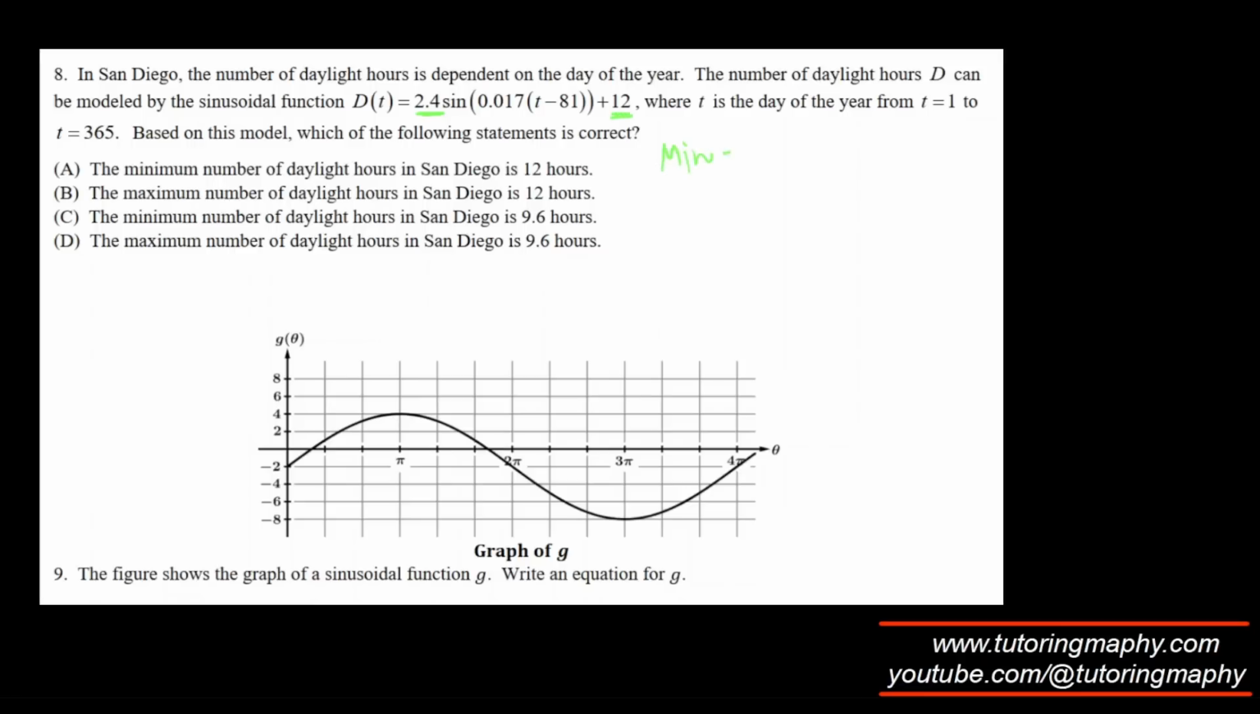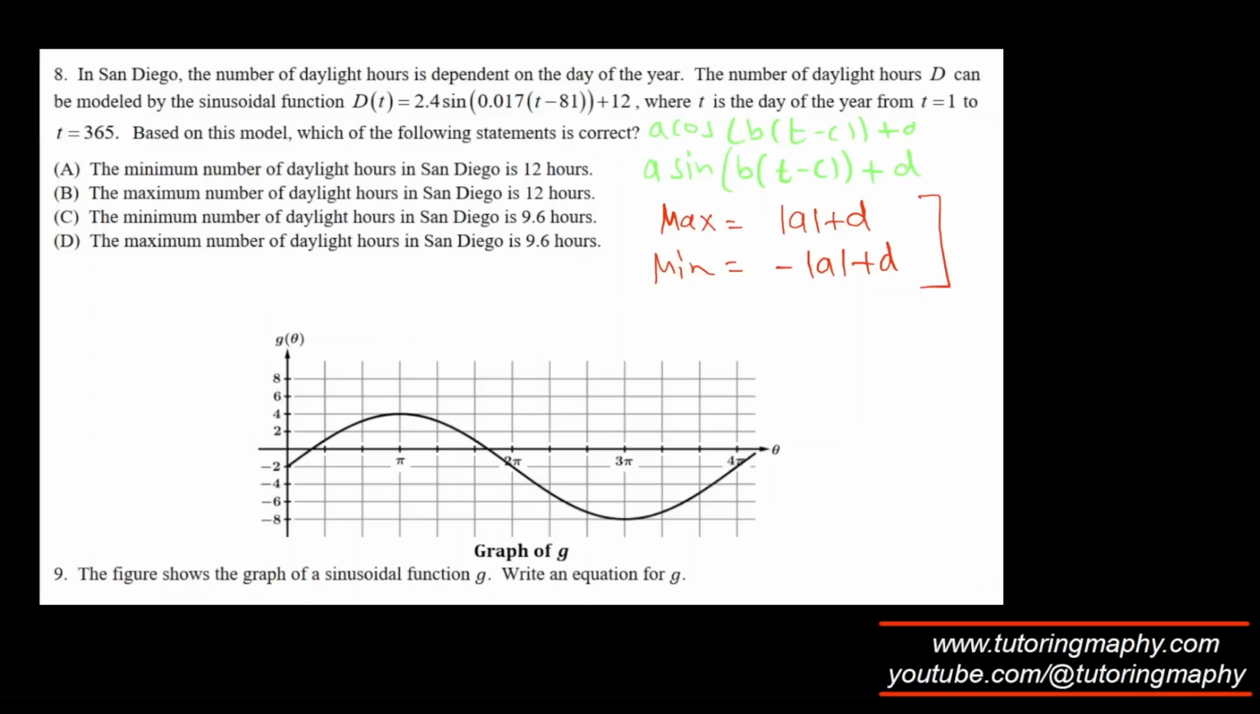If I were to give you a direct formula, let's say A sine(B times T minus C) plus D, right? That's the general equation. Now, I don't know whether A is positive or negative, or whether D is positive or negative. But the formula for maximum is the absolute value of A plus D, and the formula for minimum is negative absolute value of A plus D. This is the formula for the maximum or minimum of a sinusoidal function. So whether this is a sine function or a cosine function, this is applicable for both.